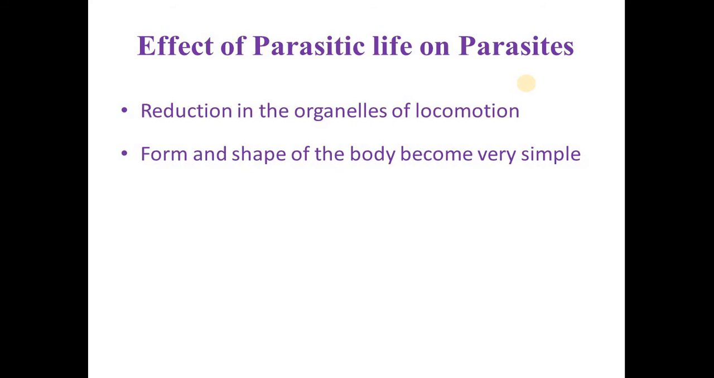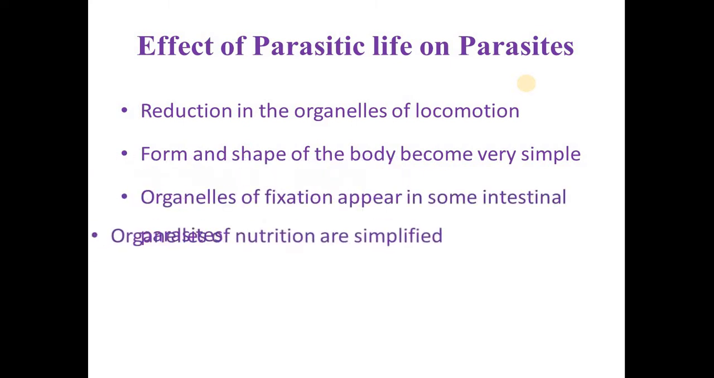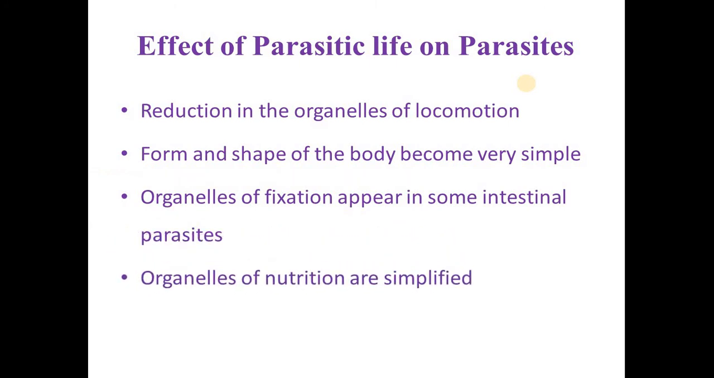Second, form and shape of the body become very simple with no complex organelles, example Plasmodium. Third is organelles of fixation appear in some intestinal parasites, example Gregarina. Fourth is the organelles of nutrition are simplified or even lost since food is absorbed by the body surface.